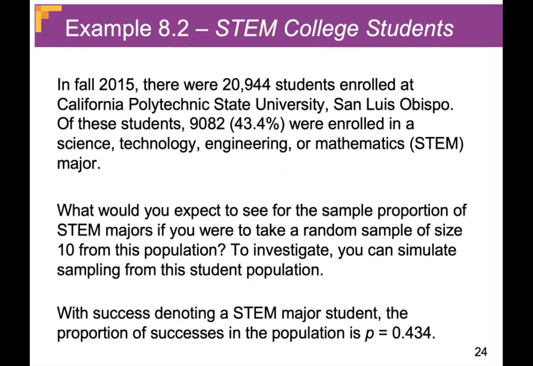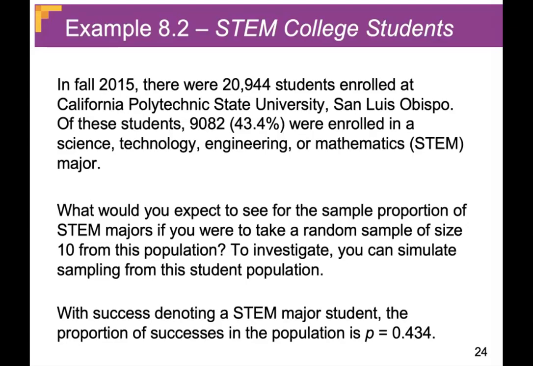So let's take a look at example 8.2. This was a study done in fall 2015 when there were 20,944 students enrolled at California Polytechnic State University, San Luis Obispo. But of these students, 9,082, which is 43.4%, were enrolled in a STEM major. Now, what would you expect to see for the sample proportion of STEM majors if we were to take a random sample of size 10 from the population?